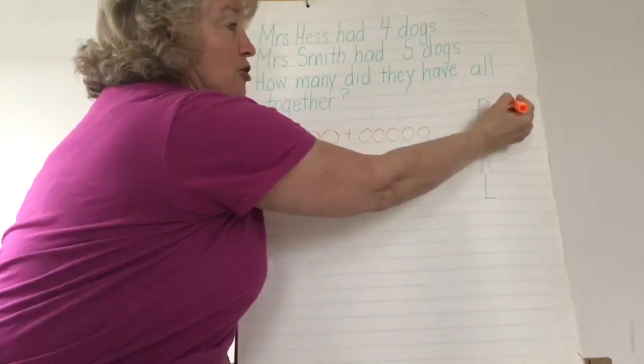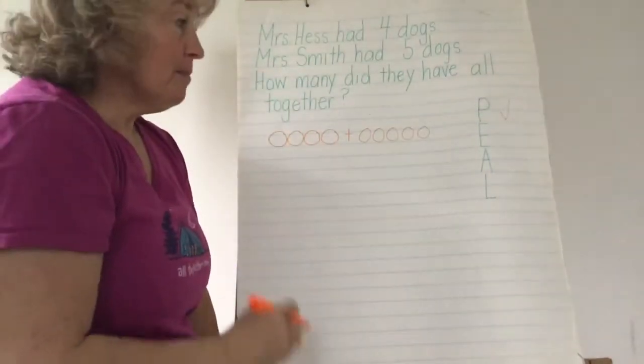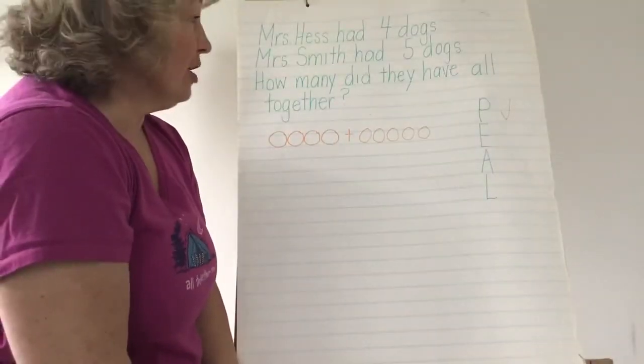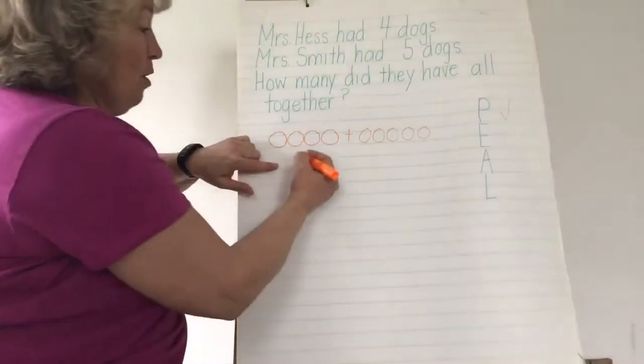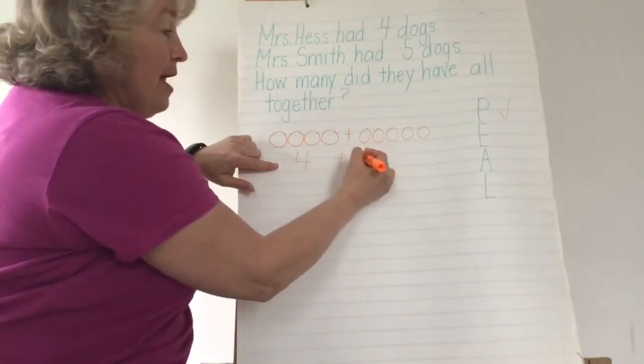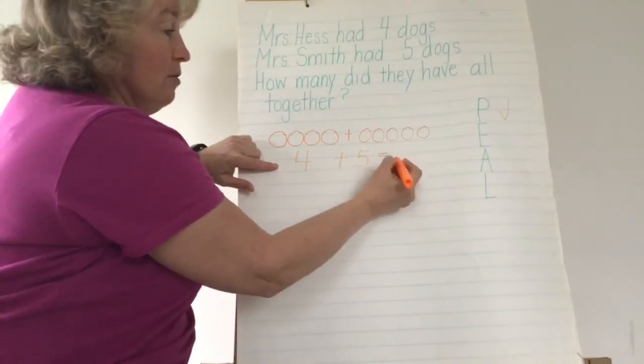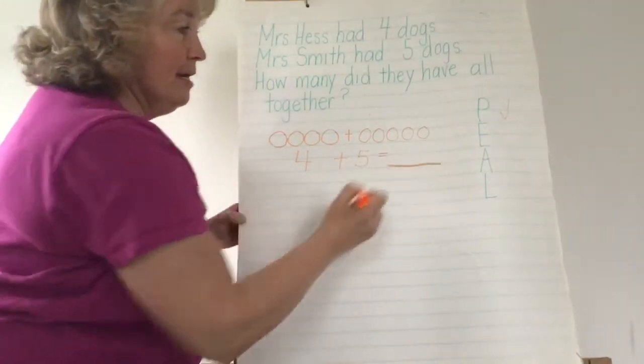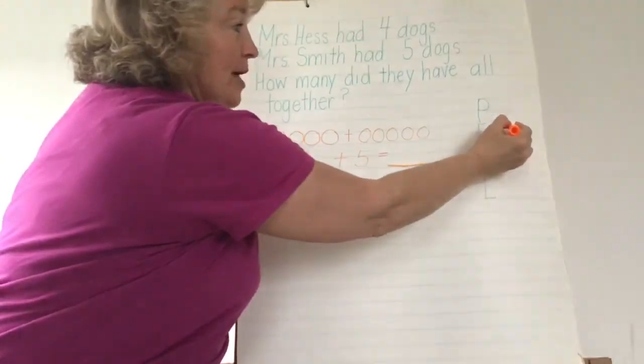So picture is done. The next thing we're going to do is the equation. So we have 4 plus 5 equals blank. There's our equation.